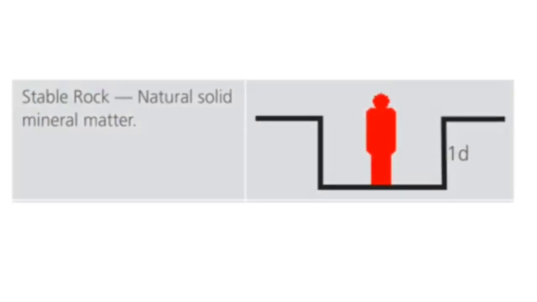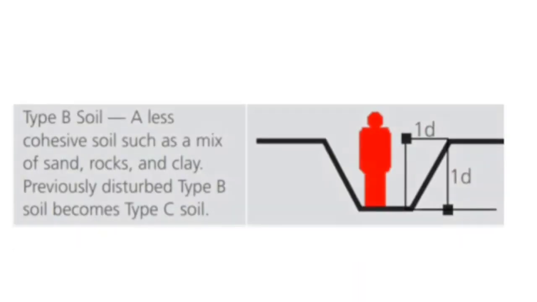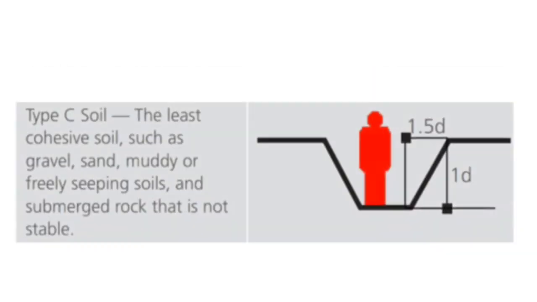Stable rock, natural solid mineral matter. Type A soil, a cohesive, tight soil, such as clay or rock. Previously disturbed type A soil becomes type C soil. Type B soil, a less cohesive soil such as a mix of sand, rocks, and clay. Previously disturbed type B soil becomes type C soil. Type C soil, the least cohesive soil, such as gravel, sand, muddy or freely seeping soils, and submerged rock that is not stable.